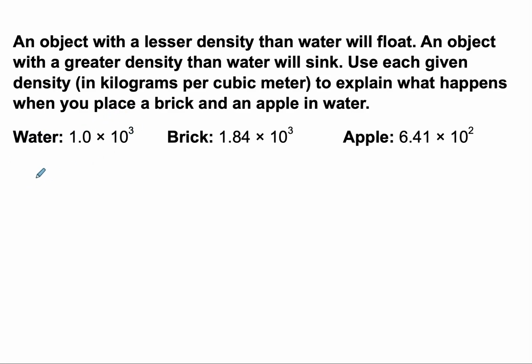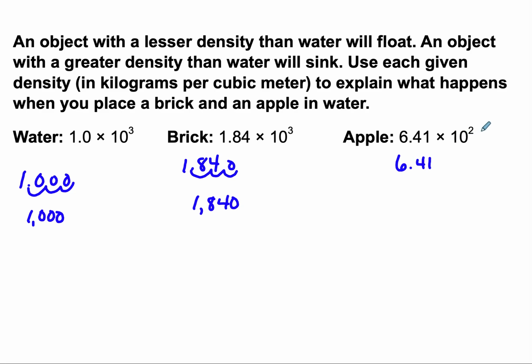So water is 1 times 10 to the 3rd. Positive exponent, my number is going to get bigger. So 1.0, 1, 2, 3. So my number for water is 1,000. Okay, brick, 1.84 times 10 to the 3rd power. 1, 2, 3 spaces. I get 1,840. Apple is 6.41 times 10 to the 2nd. Positive exponent, the number's getting bigger. 1, 2 places. That's going to be 641.